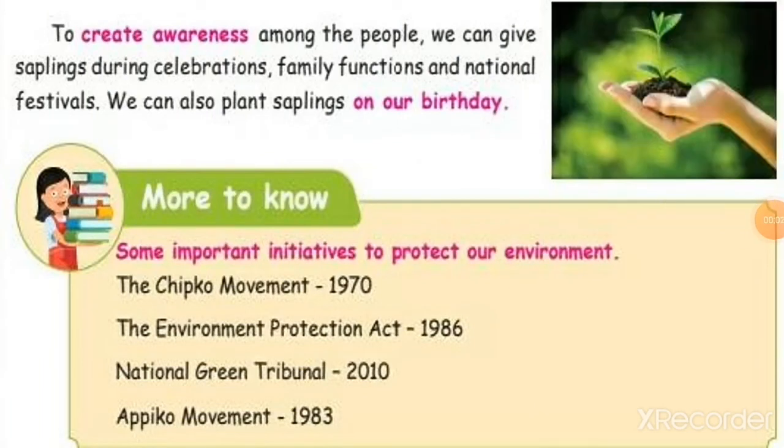To create awareness among the people, we can give saplings during celebrations. Nowadays, you can observe in so many celebrations that many people prefer to give saplings to their relatives as a gift. So, to create awareness among the people, we can give saplings during celebrations, family functions, and national festivals. We can also plant saplings on our birthday.